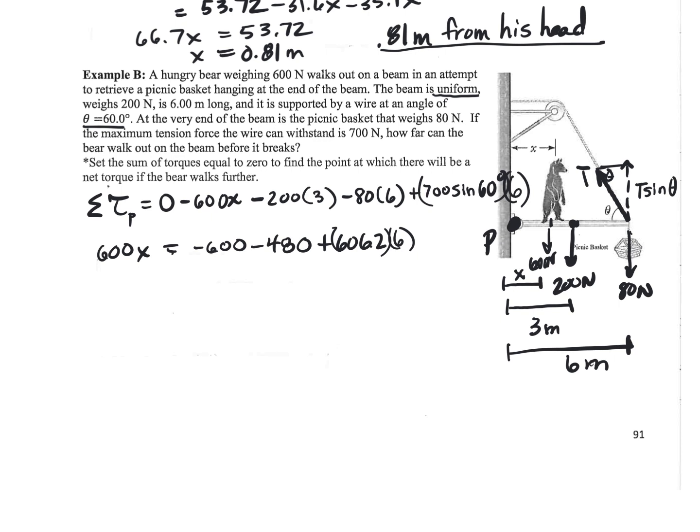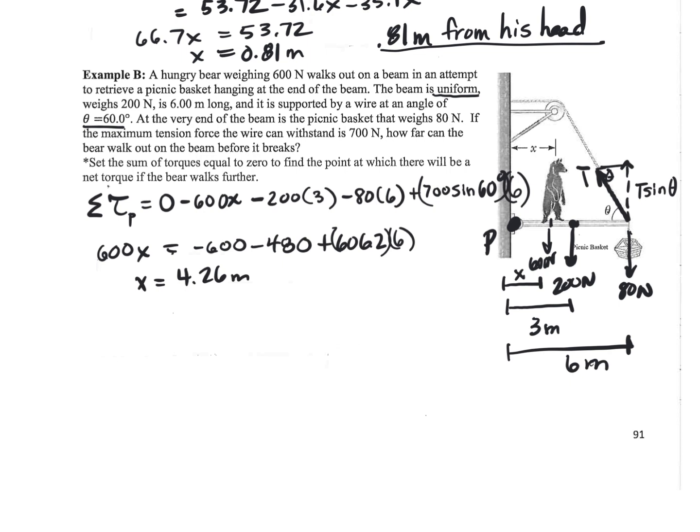700. Let's start this over again. 700 sine 60 times 6 minus 600 minus 480. And then we're going to divide by 600. So we get 4.26 meters out onto this from the left.